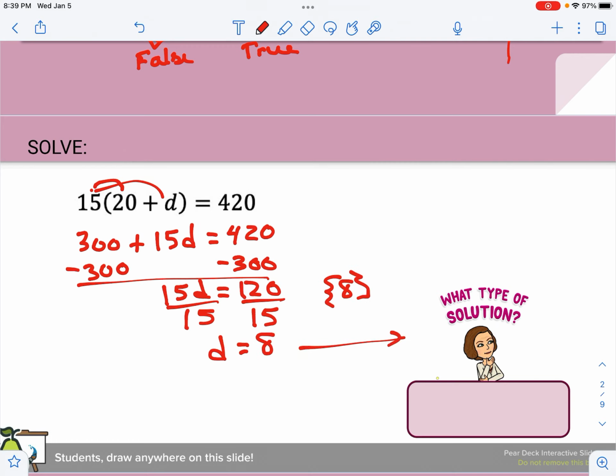So I get one solution. Only one check would be necessary in order to plug in 8 here to see if the one side equals 420. So what type of solution did we get? Just one.